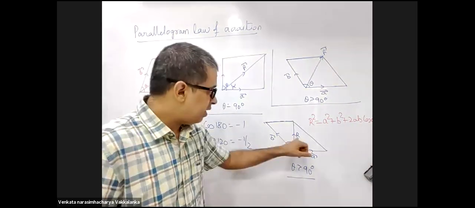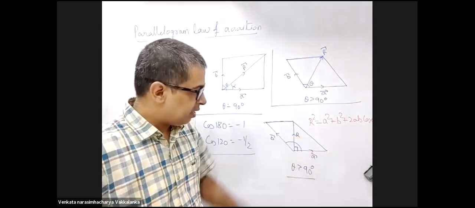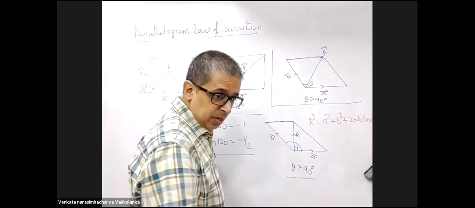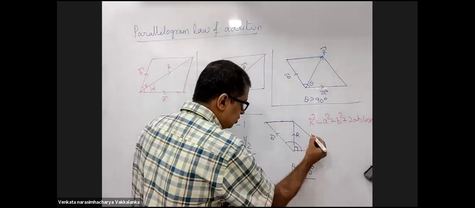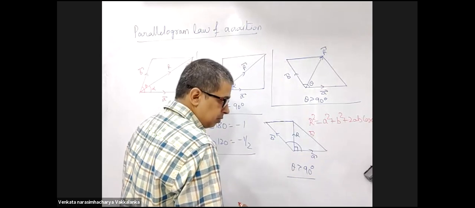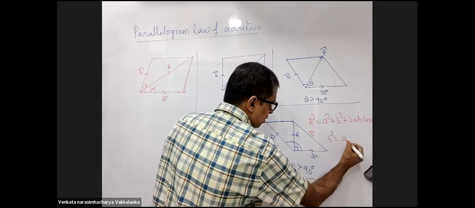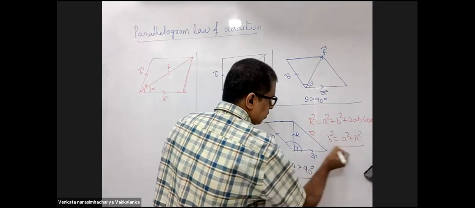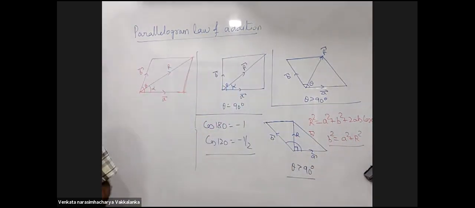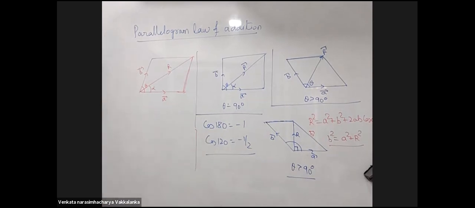But here I can play it smart. If this is B, this is B. Yes or no? I can use Pythagoras theorem: B square is equal to A square plus R square. It will be equally right. Find out R from there. B square minus A square will be R square.